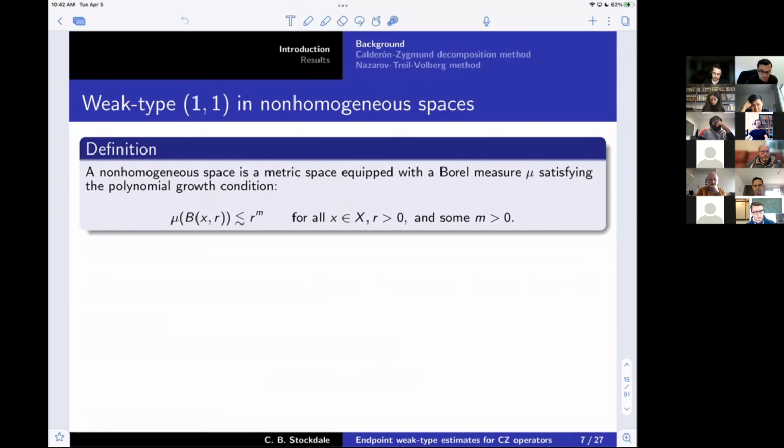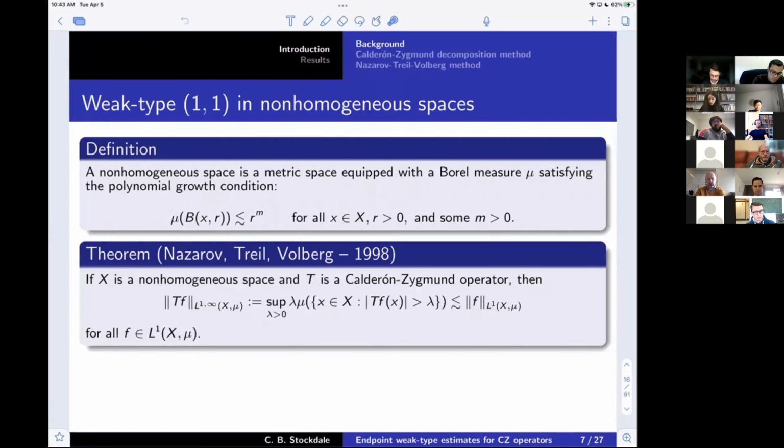And these abstract spaces are typically referred to as non-homogeneous spaces. So a non-homogeneous space is a metric space with a Borel measure such that the measure of balls grows no worse than some polynomial in the radius. Okay. So this is a different condition from the doubling condition. We're not saying that, but it still is related to the size of the measure of a ball.